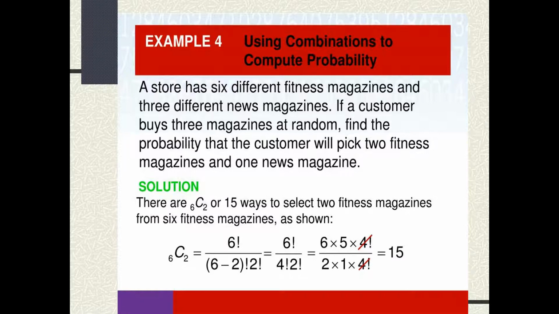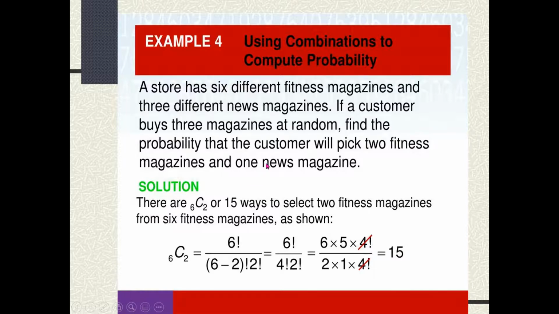right? The customer is not interested whether he got a particular fitness magazine in first place or in second. So there are 6C2, or 15, ways to select 2 fitness magazines from 6 fitness magazines. How many fitness magazines in total? Six fitness magazines were there, and you wanted to choose 2. So in total there are 6C2 different ways in which you can choose the fitness magazines. And by the way, this calculation is not shown here, that I will just explain.